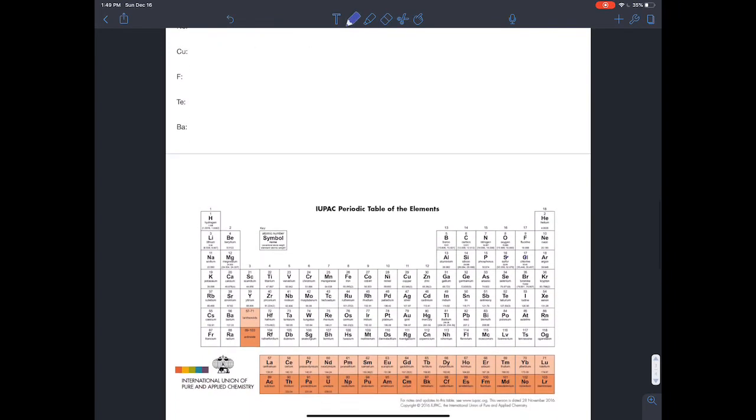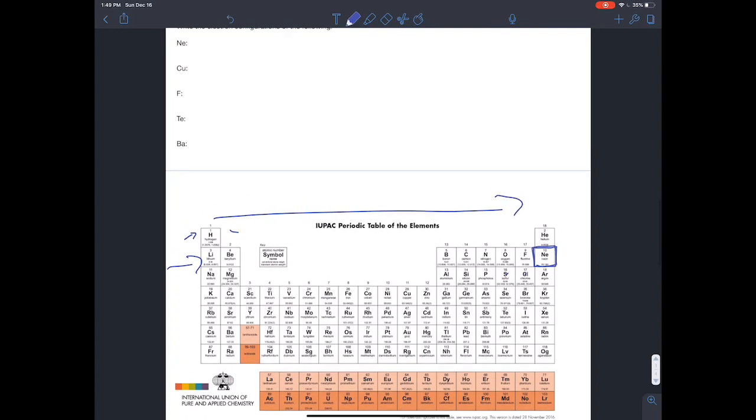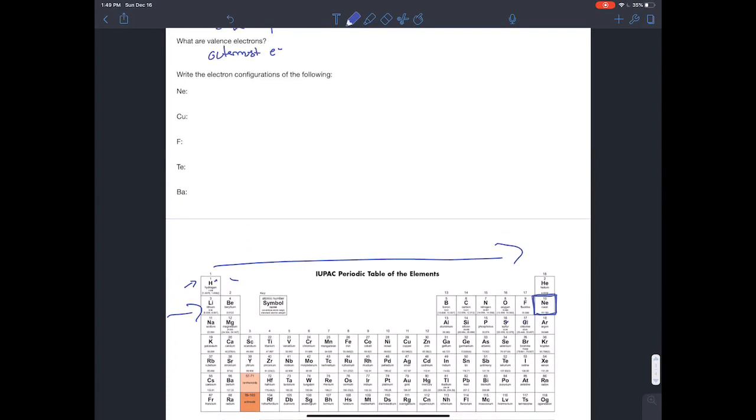So for the first one, let's talk about neon. So right here is neon. So first thing we do is target acquired. So we got to start here, just like a book, start at the top left, and we got to go across and down until we get where we're going. So we start at hydrogen, which is 1s1. Then we go across, and helium is 1s2. So that's going to be full, 1s2. First energy level, s suborbital, 2 valence electrons.